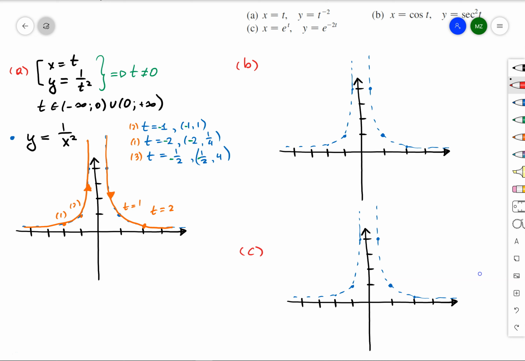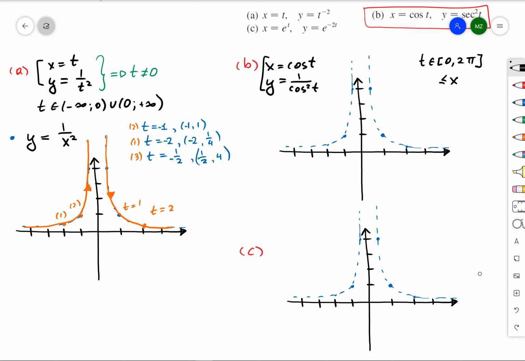Our second parameterization is a little bit tricky. First, we can see that x is equal to cosine t, and y is equal to secant squared t, or in other words, 1 over cosine squared t. So first, observe that we can just take t from 0 to 2 pi, since the cosine function is periodic. Then the bounds for x are between -1 and 1, and the bounds for y, there is a mistake, not from 0 to 1, but y is going to be bounded between 1 and positive infinity.